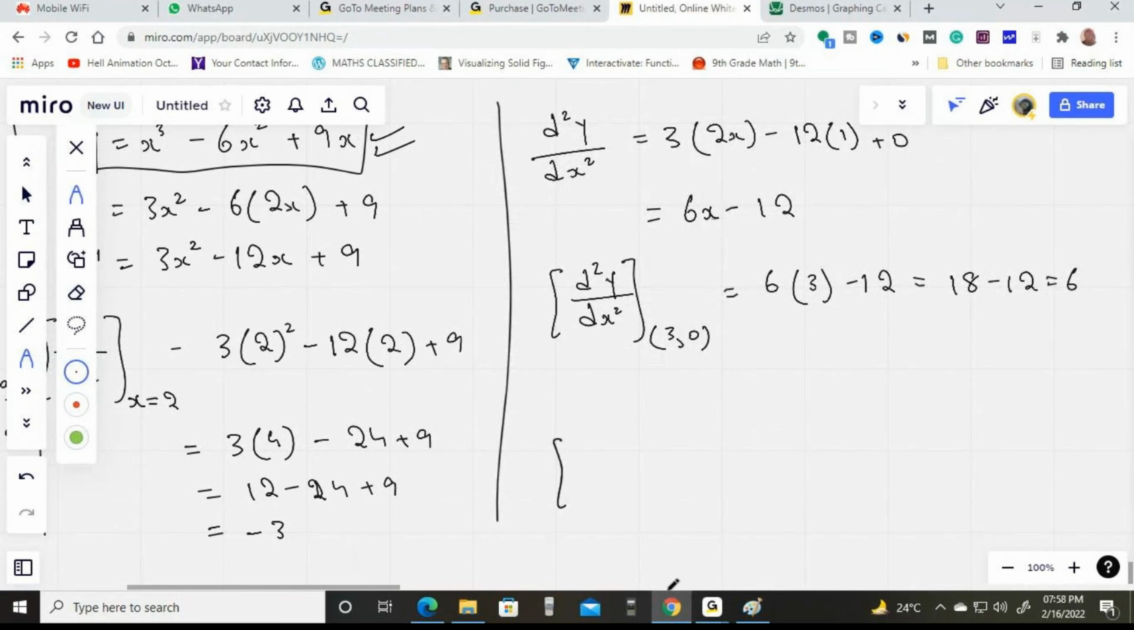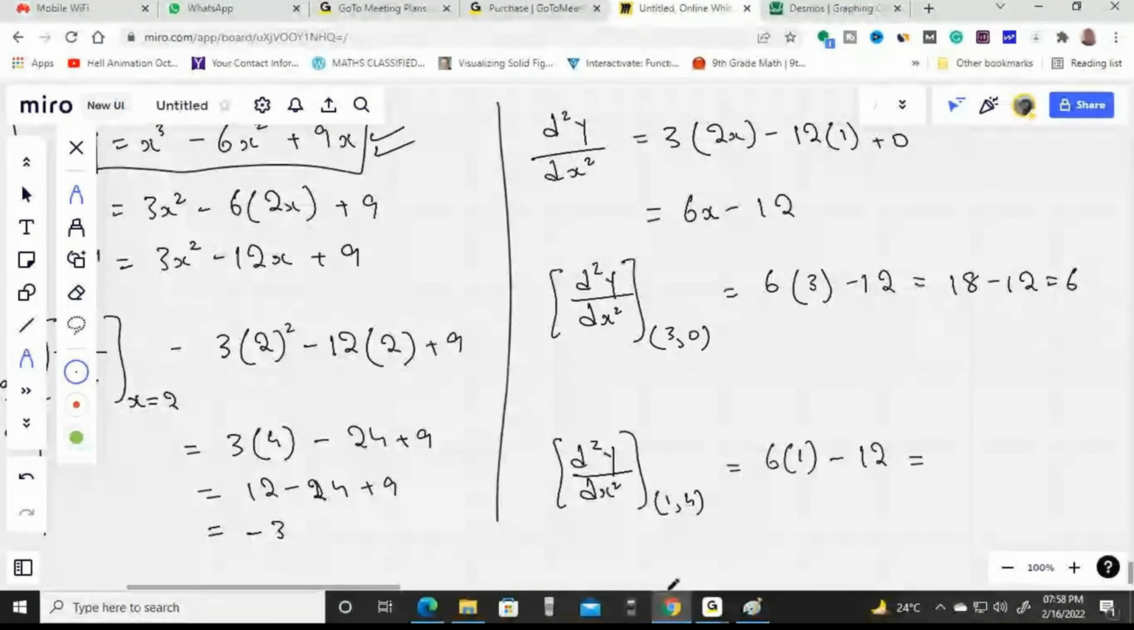And for why it is minimum, what's the reason? If it is above 0, that is minimum. Or if it's below 0, like negative.